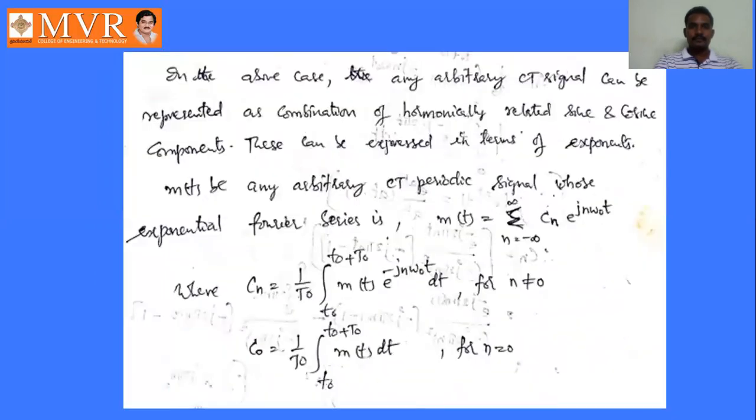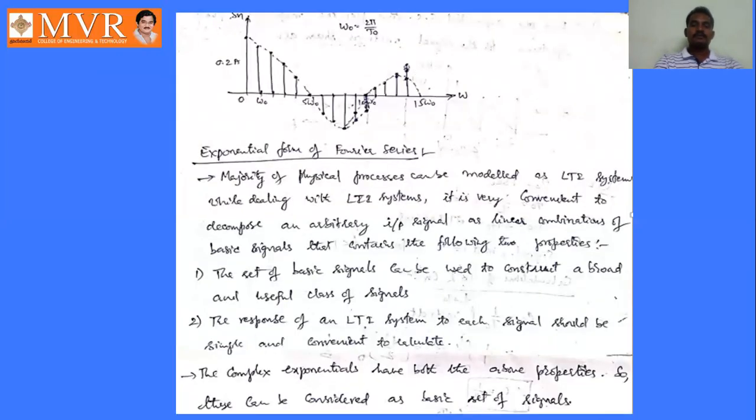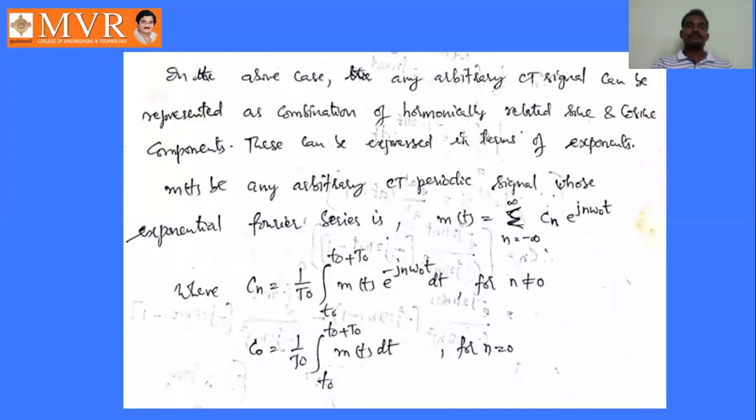Okay. So this is about the Fourier series. So here, LTI systems: a physical process can be modeled as an LTI system. While dealing with the LTI system, it is convenient to decompose the arbitrary signal into a linear combination of signals. Okay, so here the arbitrary signal is divided into, or we can write this as, linear combinations of sine and cosine terms.